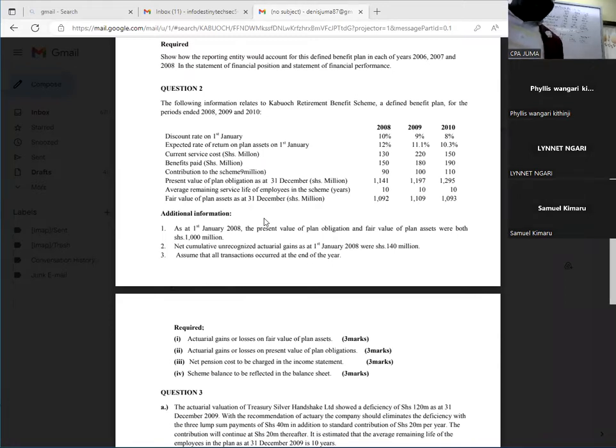Let's get the net. Let's get the net. We shall be done, if it is many, in the next 10 minutes at that rate. Net actuarial gain or loss. So net actuarial gain or loss. (2010).